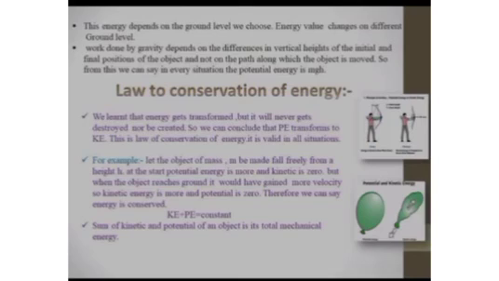For example, let an object of mass m be made to fall freely from a height h. At the start, potential energy is more and kinetic energy is zero. But when the object reaches the ground, it would have gained more velocity, so kinetic energy is more and potential is zero. Therefore, we can say energy is conserved. KE plus PE is equal to constant. The sum of kinetic and potential energy of an object is its total mechanical energy.